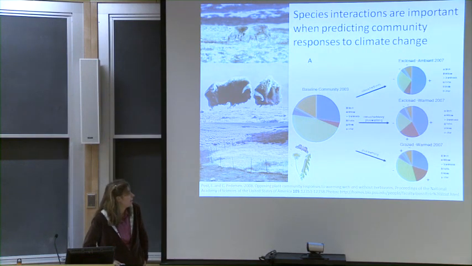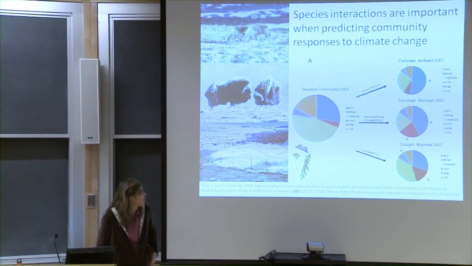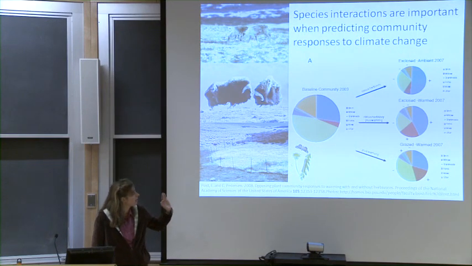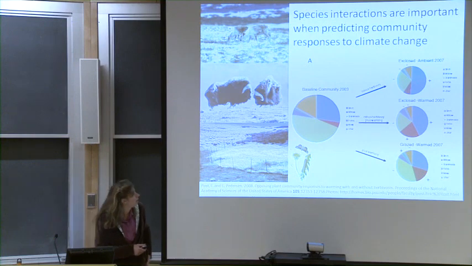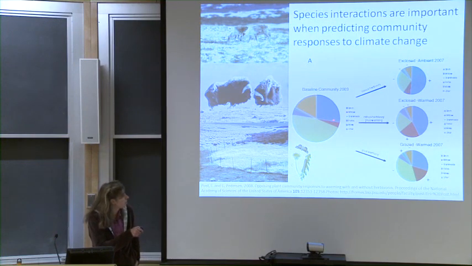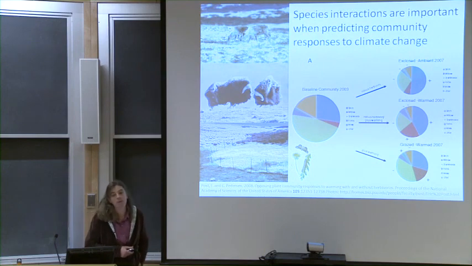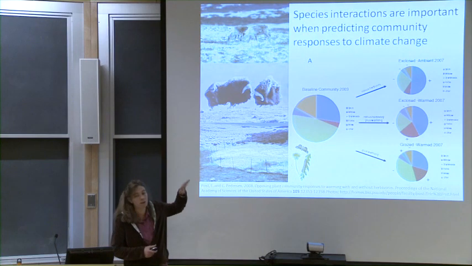In a really elegant experiment in Greenland, Eric Post and his colleagues fenced off areas of the graminoid tundra from large herbivores, such as the musk oxen and the caribou. In the pie chart, the blue and the rose color are shrubby growth, and all the rest is the graminoid tundra.